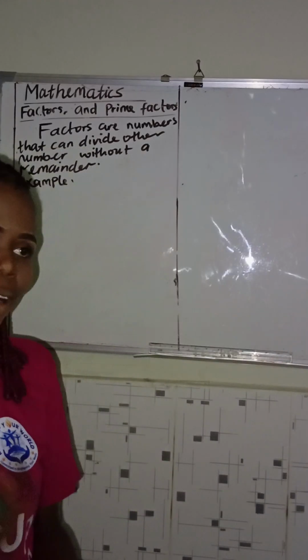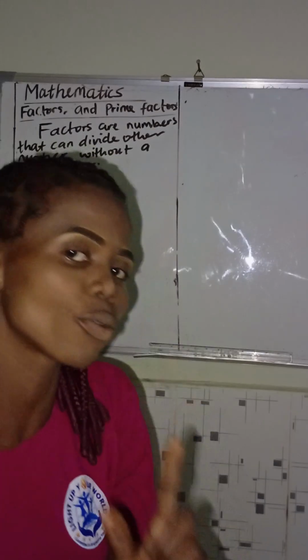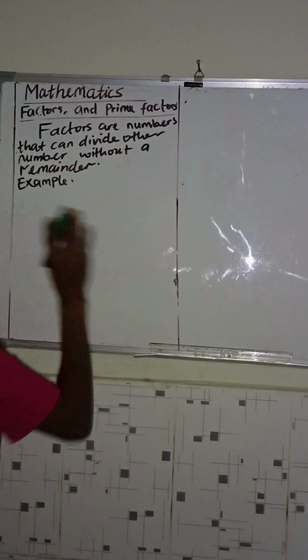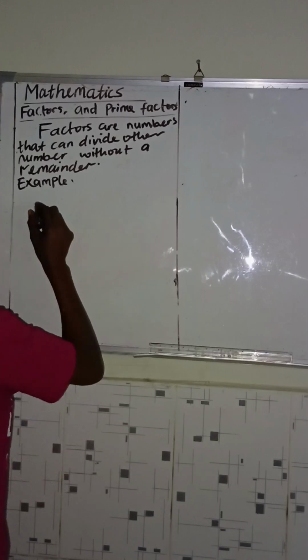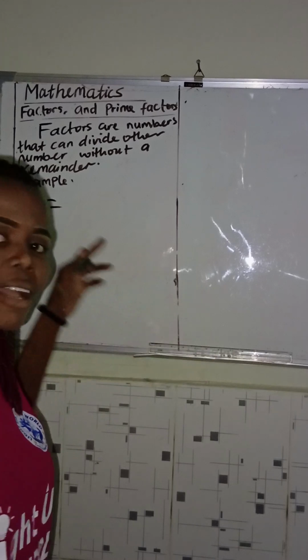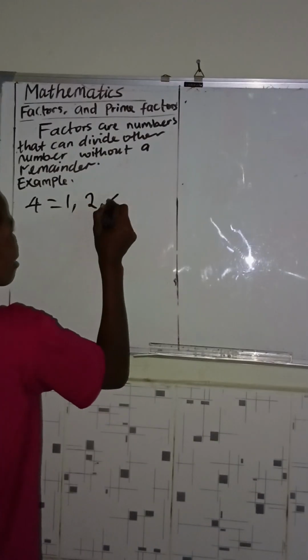So what are factors? Factors are numbers that can divide other numbers without a remainder. So for example, I say 1 is a factor of all numbers. So any number I put here, 1 must come first. What are the numbers that can divide 4 without a remainder? I go 1, 2, and 4.